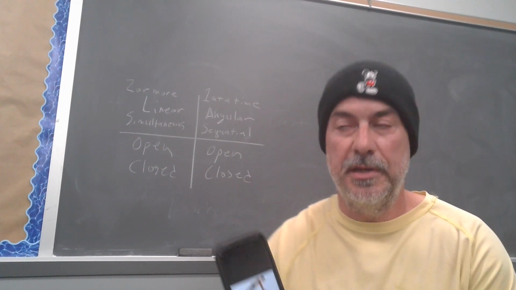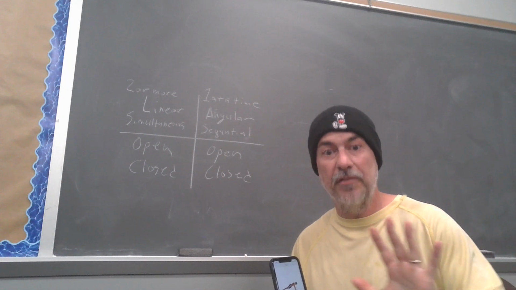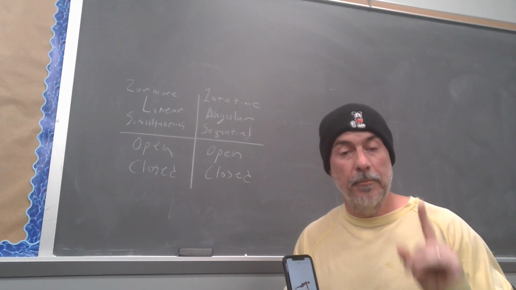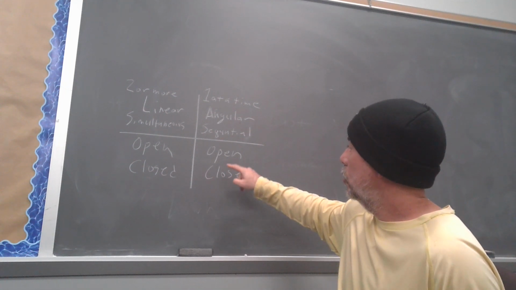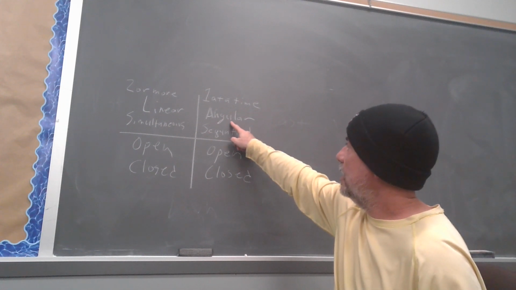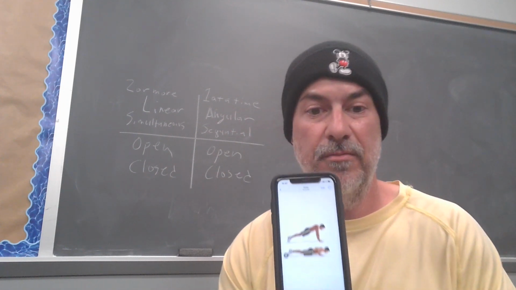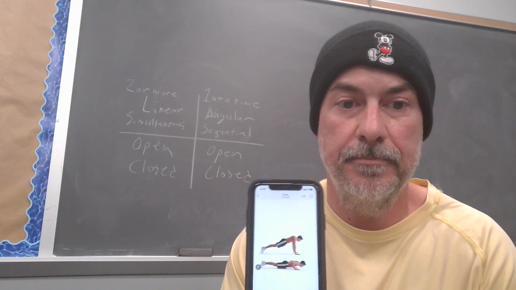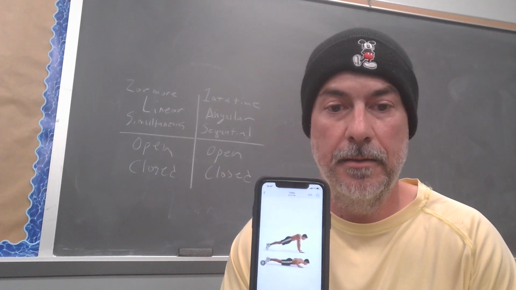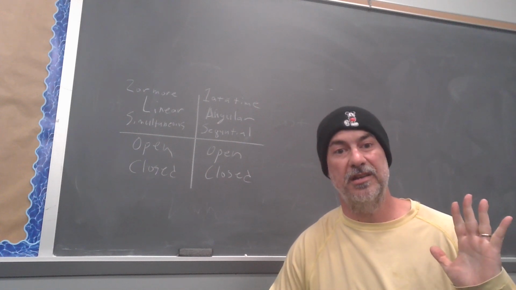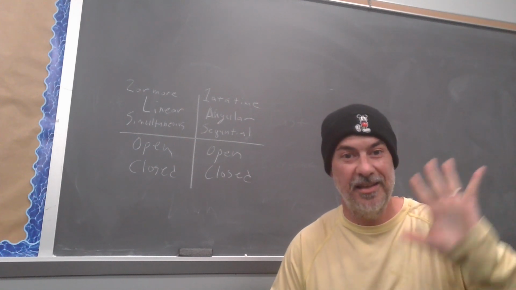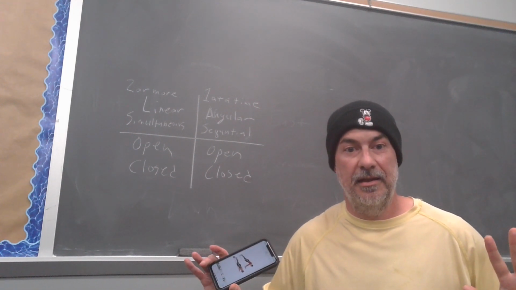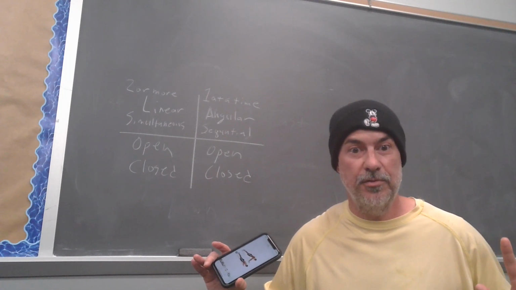A push-up would be closed to linear of my distal segment, but it would also be closed to angular of either my elbows or my shoulders because of friction. Thanks, friction. Because my distal segment is compressed, I'm not going to be able to shift or slide my hand. If my elbows move, my shoulders got to move.